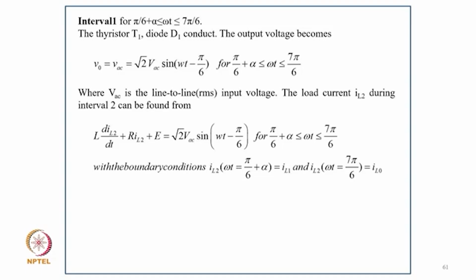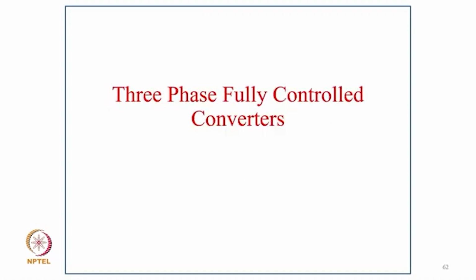For the interval omega t from pi by 6 plus alpha to 7 pi by 6, thyristor T1 and D1 conduct, and the output voltage becomes VO equal to root 2 VSC sin (omega t minus pi by 6), where VSC is the line voltage, and the load current IL2 during this interval can be found out from L dIL2 upon dt plus R IL2 plus E equal to root 2 VSC sin (omega t minus pi by 6), with the boundary condition IL2 at omega t equal to pi by 6 plus alpha being IL1, and IL2 at omega t equal to pi by 6 being IL0.